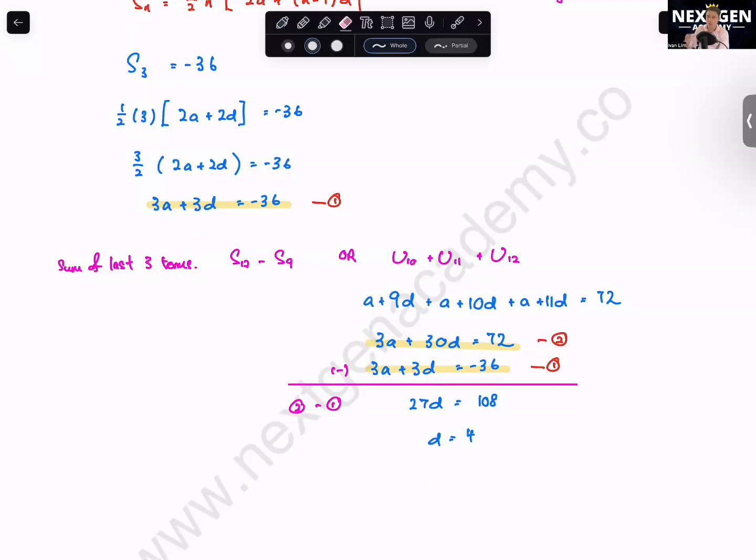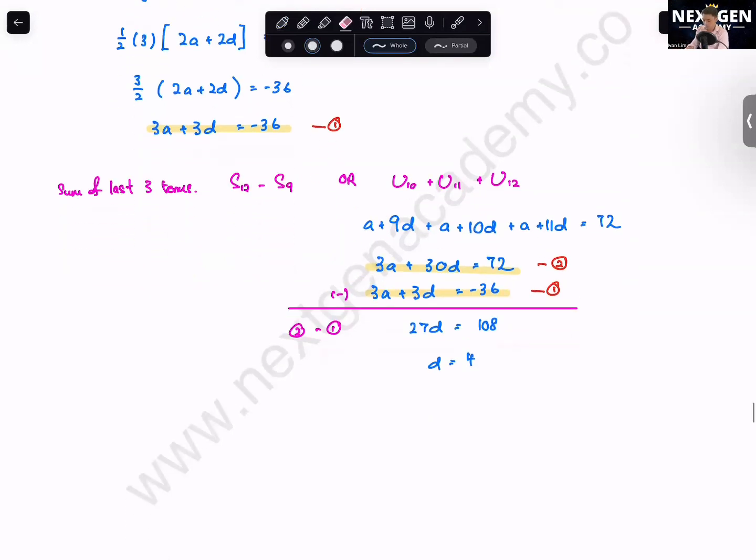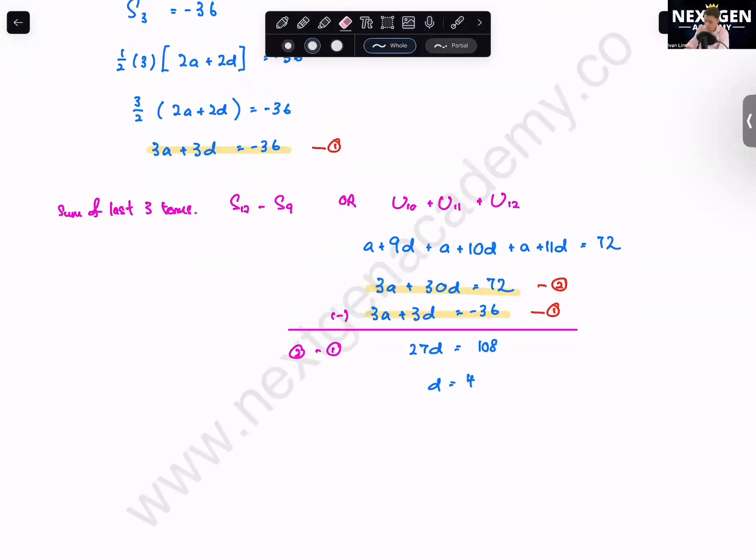However, the type of simultaneous equation method that you use also doesn't matter. Then I will substitute d into one of the equations. Let's do equation 1. 3a plus 3 times 4 equals negative 36. 3a equals negative 36 minus 12, you get negative 48. a equals negative 16.